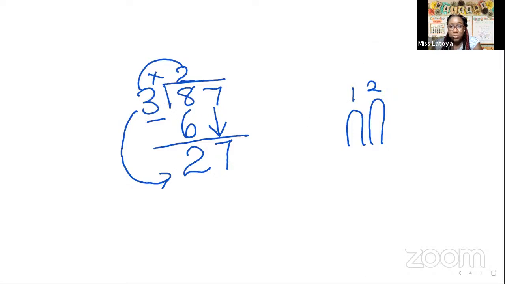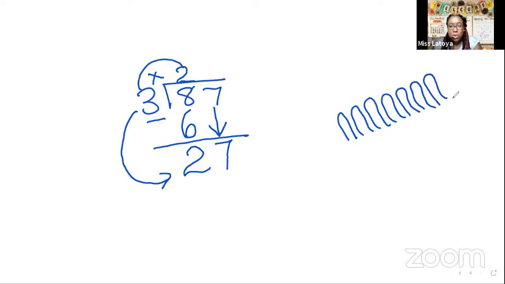For those of you all, again, who are struggling with your arithmetic tables, we can use our fingers and count in 3s until we get to 27. 3, 6, 9, 12, 15, 18, 21, 24, 27. How many fingers do we have up? 1, 2, 3, 4, 5, 6, 7, 8, and 9. See? So 3 can go into 27 9 times.